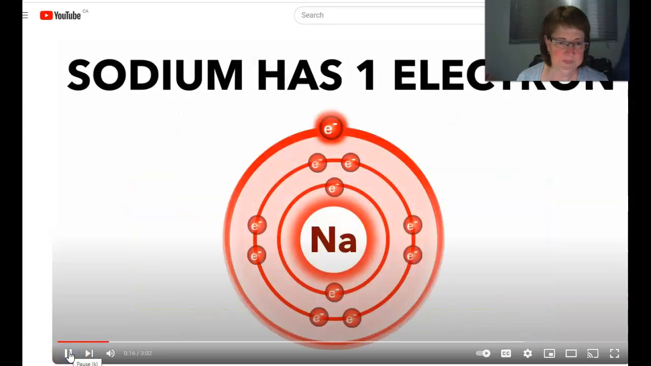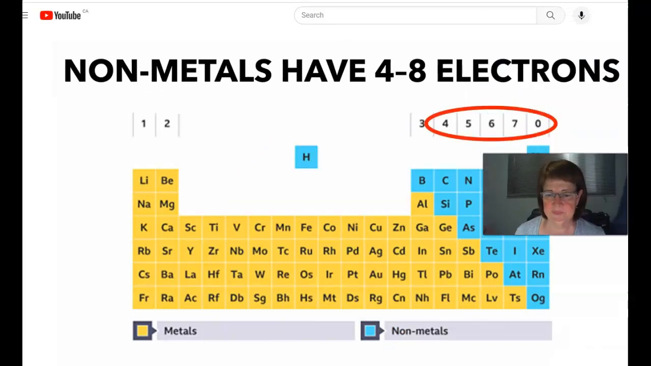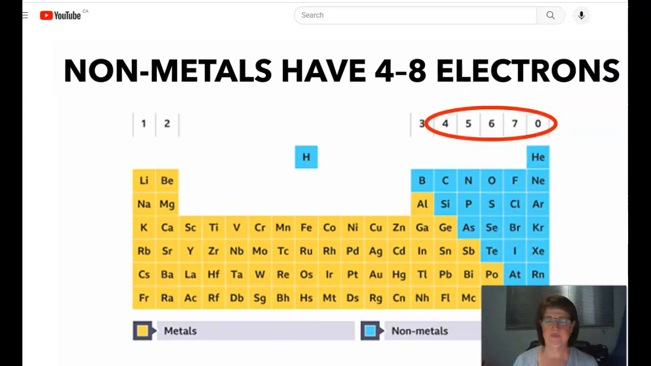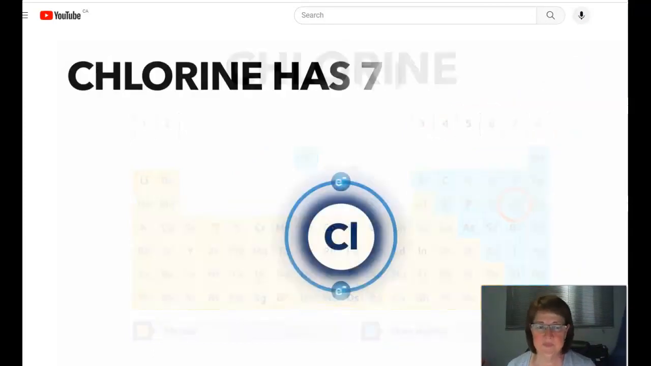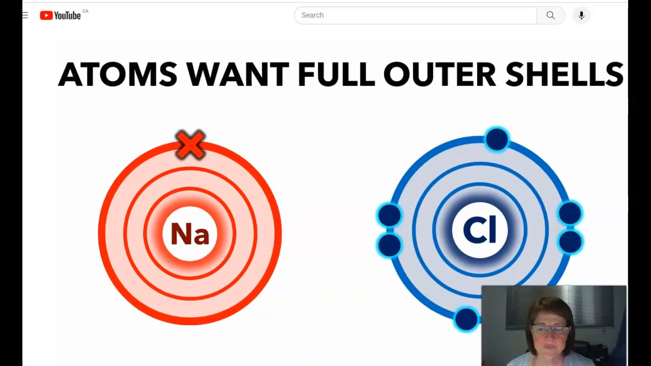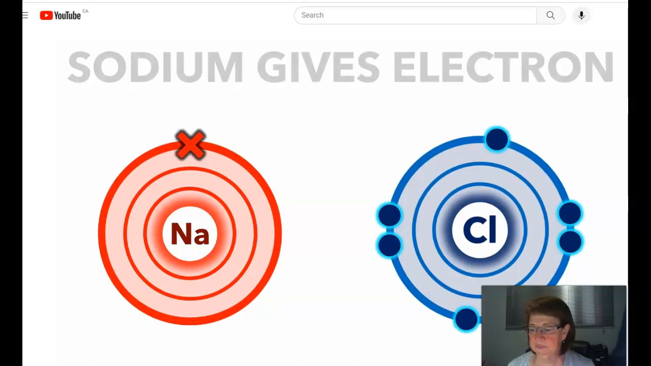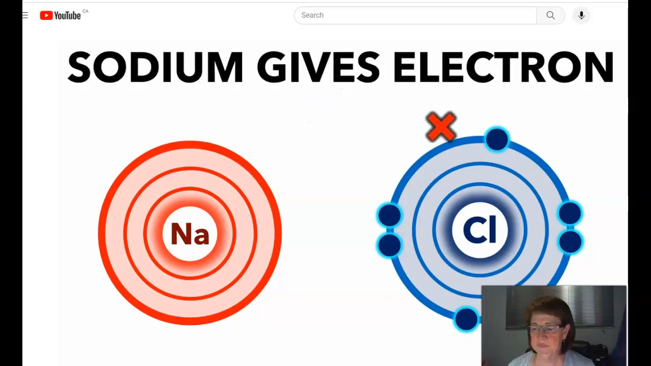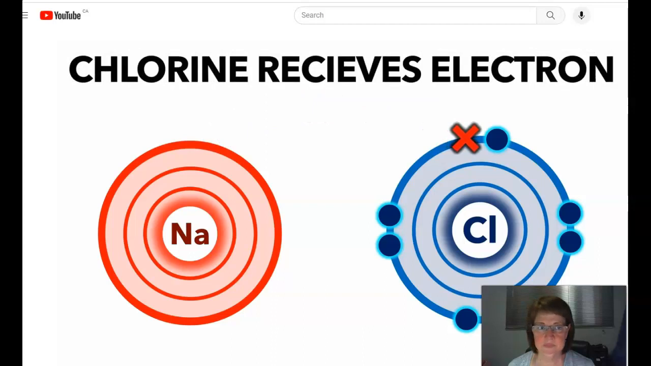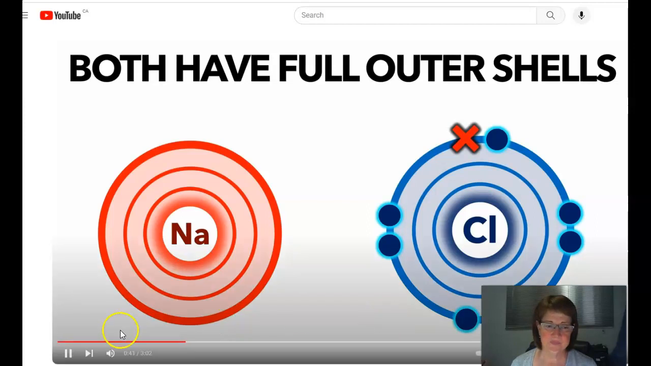For example, sodium has 1 in its outer shell, shown as a cross. Non-metal atoms generally have between 4 and 8 electrons in their outer shell. Chlorine, for example, has 7, shown as dots. But all atoms want a full outer shell, so the metal and non-metal atoms do a deal. The metal sodium atom gives its electron away, and the non-metal chlorine atom receives it. Now, they both have full outer shells.